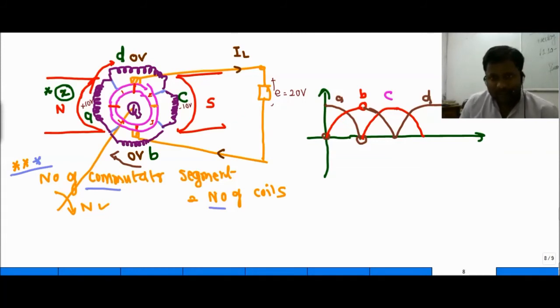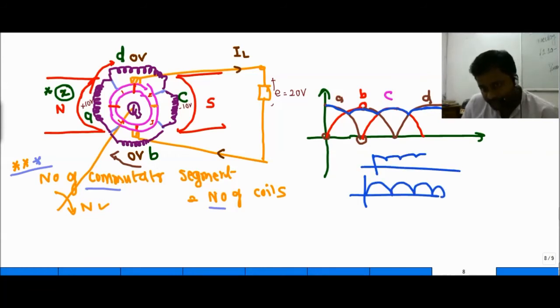We are able to minimize this ripple content, and we are shifting the DC ripple from this to this; this is our actual DC from this point to this point. So just by adding commutator segments, as the number of coils increases, the induced EMF is obtained like this. So we are almost getting the DC value, which is like this. If we increase the commutator segments to 8, then how can we achieve it, we have to see.